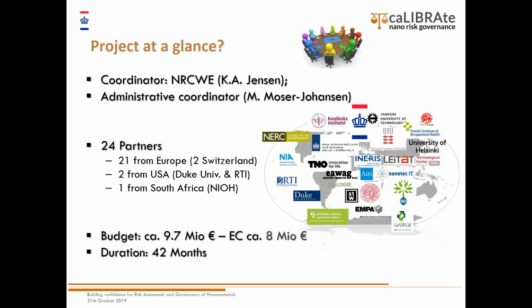Project at a glance: as I mentioned, we are coordinating the project here from the National Research Center for the Working Environment in Copenhagen. It's done scientifically by me and also with strong assistance from my administrative coordinator, Marina Moser Johansen. We have a very strong group consisting of 24 partners across Europe, but also from the USA and from South Africa, who have participated in the project. In particular, the non-European partners were the Adjunct University, RTI, and the National Institute of Occupational Health in South Africa. We had a total budget of 9.7 million euro, and from that, 8 million euro was provided by the European Commission. We were running for 42 months, and this is the very last day of the research project. So this is actually the end.